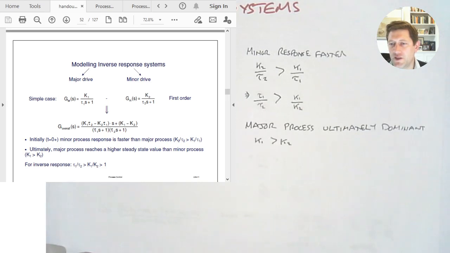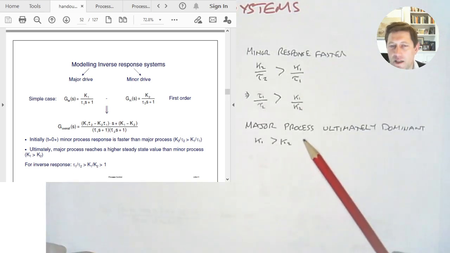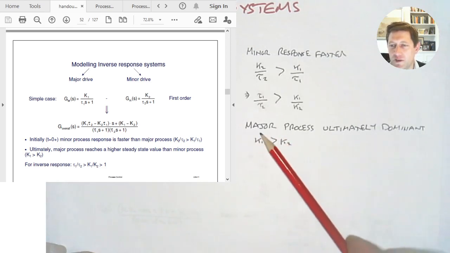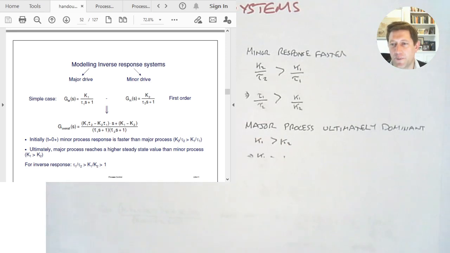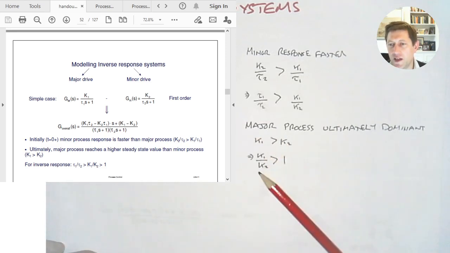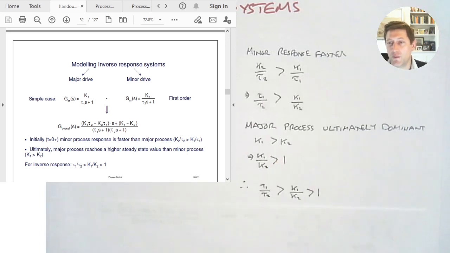And then the other condition is that ultimately the major process is dominant, so that means that K1 must be greater than K2, because ultimately after a long time the major response has the higher steady state gain, and that dominates the response. Again, divide through by K2 and we get K1 over K2 is greater than 1, and we can combine those two conditions then to see that tau1 over tau2 is greater than K1 over K2 is greater than 1. And when that's true, you'll have an inverse response. So you know what to look out for to get one.